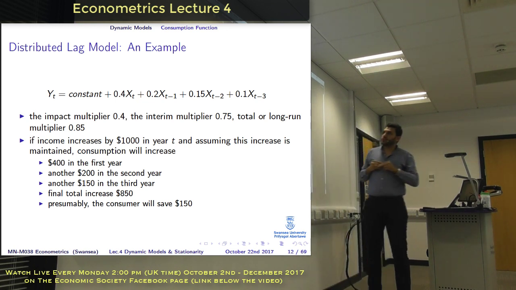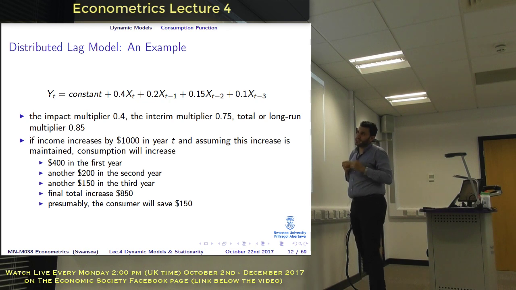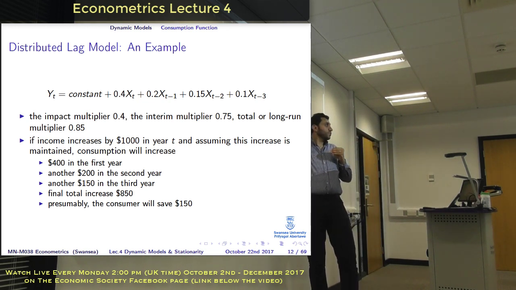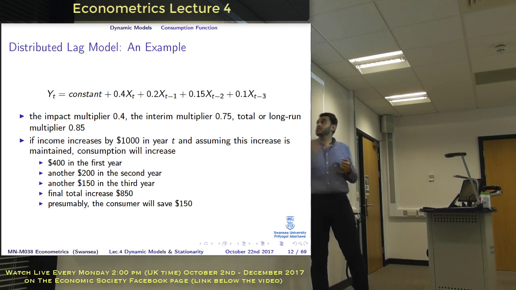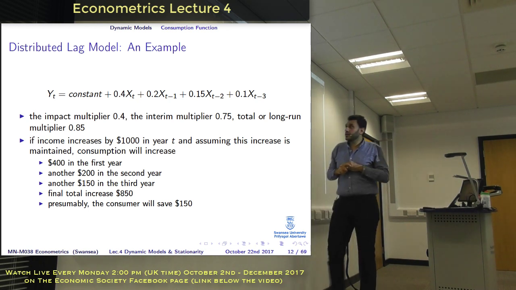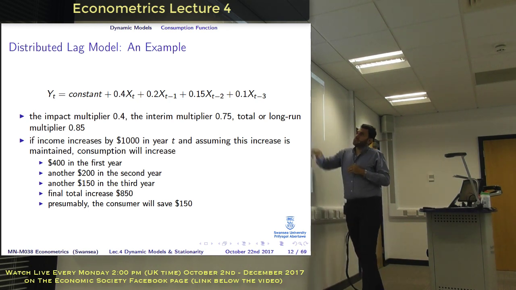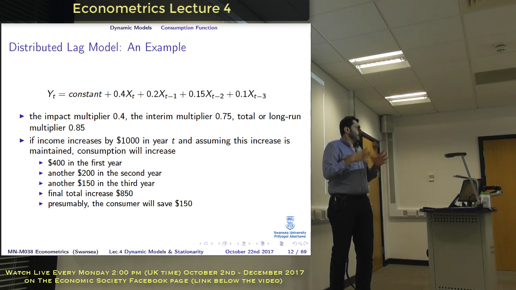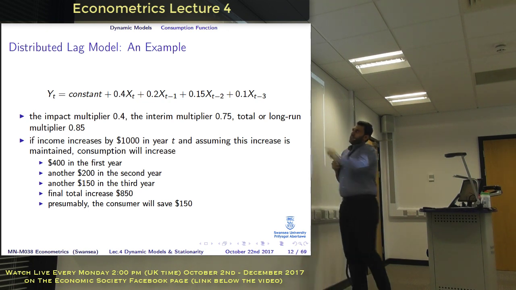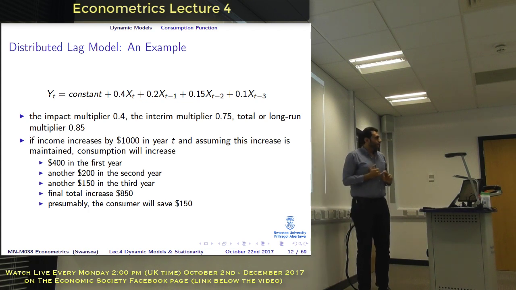So how are we going to interpret these coefficients? The first one, the coefficient associated with income at time t, the current income, is 0.4, and this is called the impact multiplier. And the interim multiplier, the intermediate impact we explained, is actually 0.75. So where does this 0.75 come from?